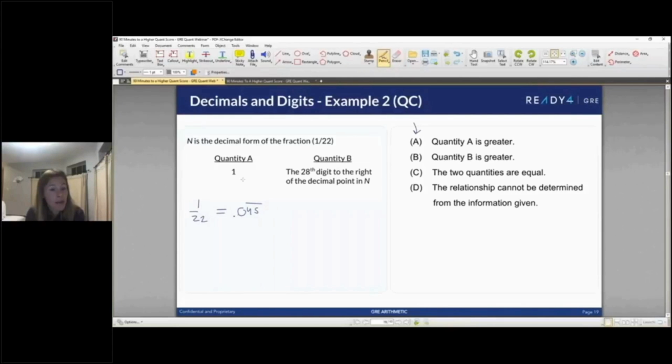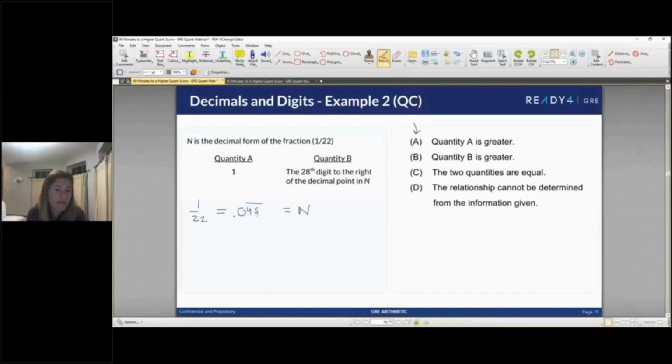So that means n is the decimal form of the fraction 1/22. We're comparing 1 to the decimal form of the fraction 1/22. We're looking for the 28th digit of this decimal. So if this is n, what's the 28th digit going to be in this line? Well, we don't know what it's going to be. It's either going to be a 4 or a 5.